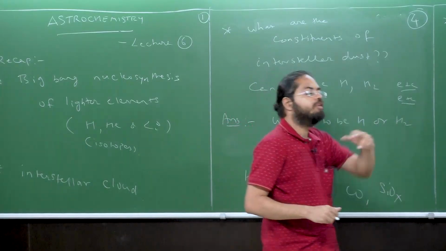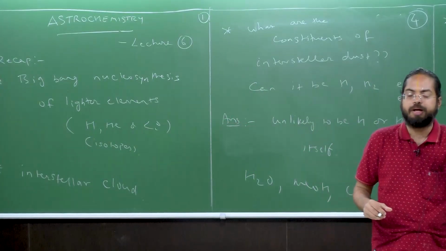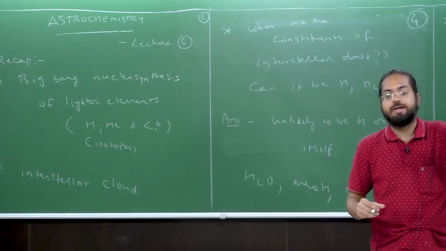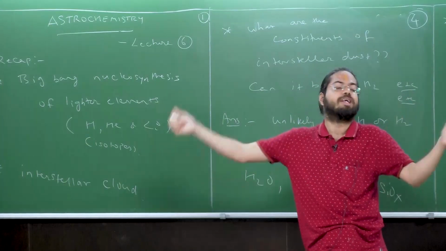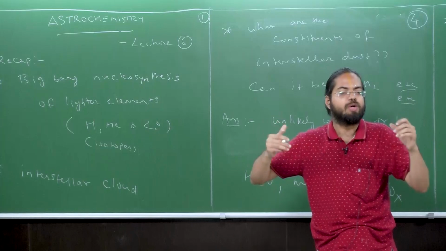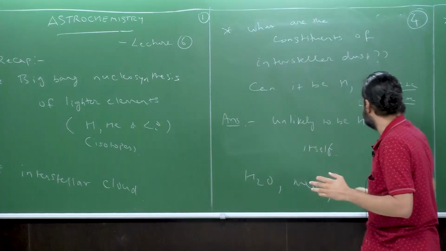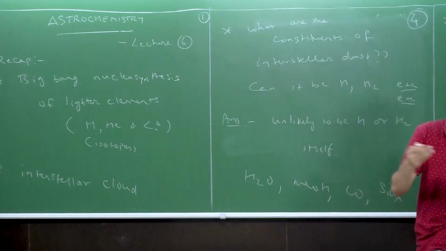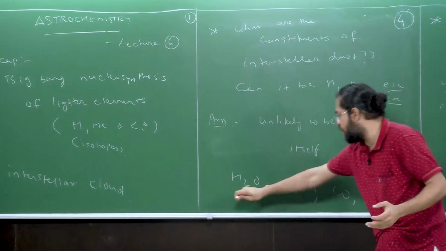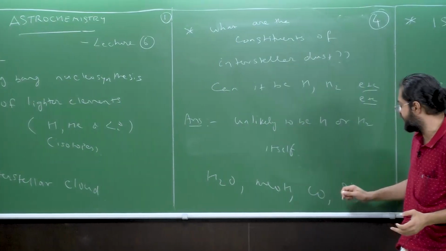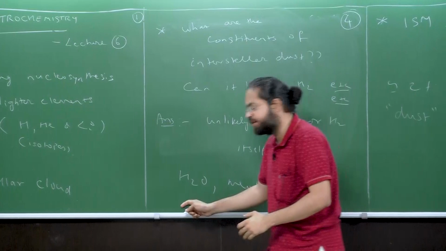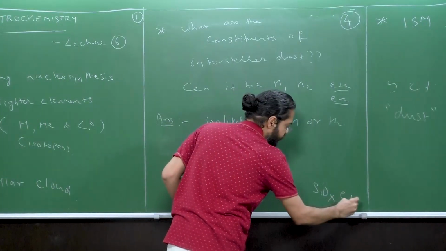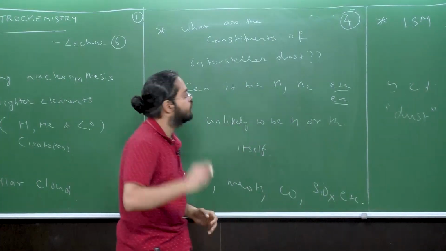And once you have the formation of the heavier elements, they can combine with the lighter elements, right? And when you have two elements combining, you have the formation of a molecule. And what are those molecules possible? That can be water, methanol, carbon monoxide, silicates, etc. This is not an exclusive list. Okay, please note this.